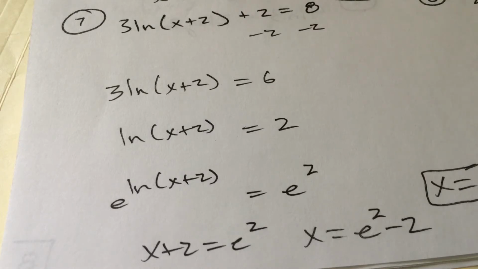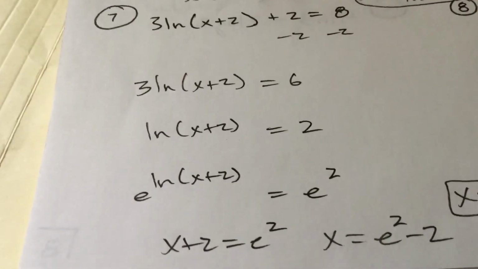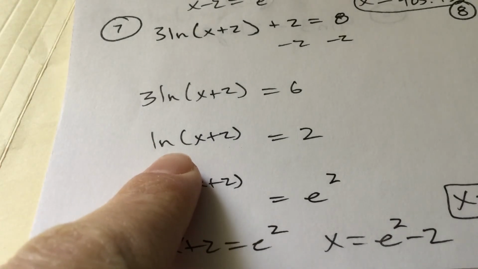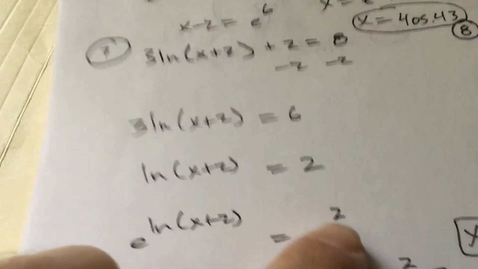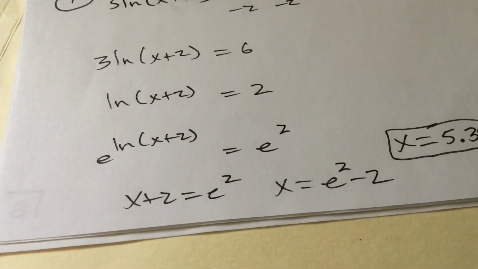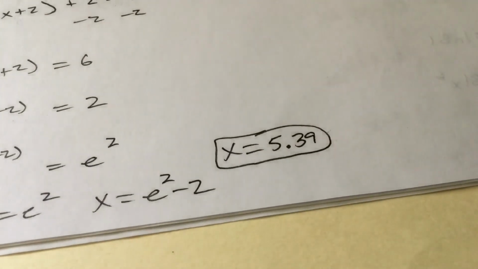All right, number 7, you're going to subtract 2 from both sides. You can divide both sides by 3. You want that natural log all by itself, just like we did in number 5. You're going to attach e as a base. X plus 2 equals e squared. Subtract 2 from both sides.